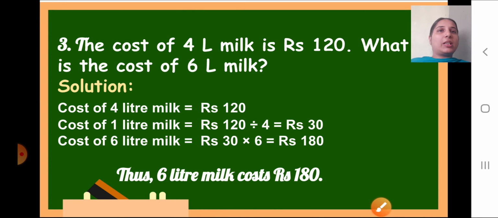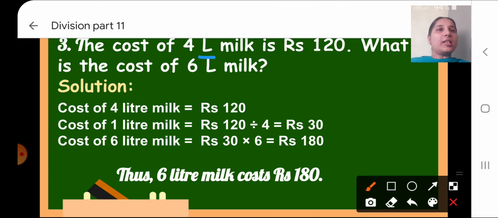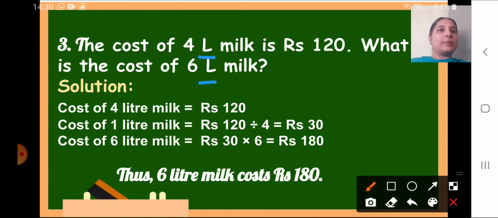Now question number 3 is, the cost of 4-liter milk is rupees 120. Then what is the cost of 6-liter milk? Here this L stands for liter. Okay children, this L stands here for liter. So it's been given the cost of 4-liter milk is rupees 120. So we will write here, cost of 4-liter milk is given 120.